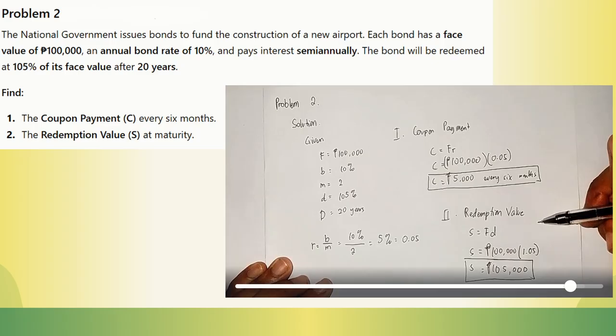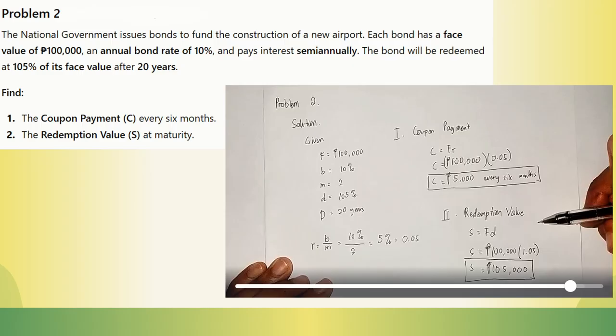Now, what it means is that the coupon payment, which is the 5,000, di ba, sa loob ng 20 years, may semi-annually na pays interest semi-annually. So ito yung coupon payment. So bali every 6 months magbabayad si national government ng 5,000 doon sa investor.